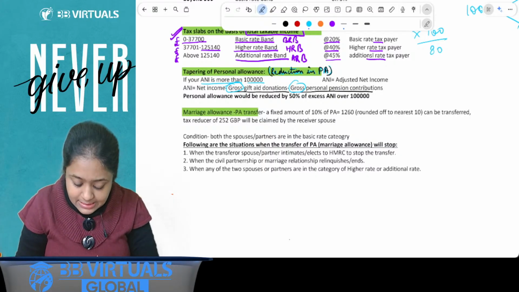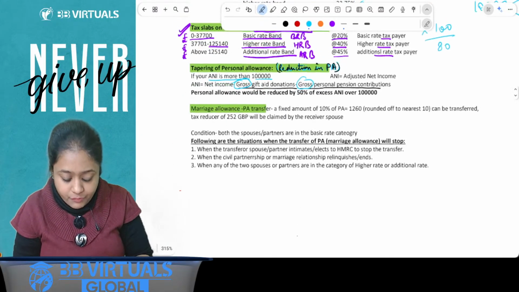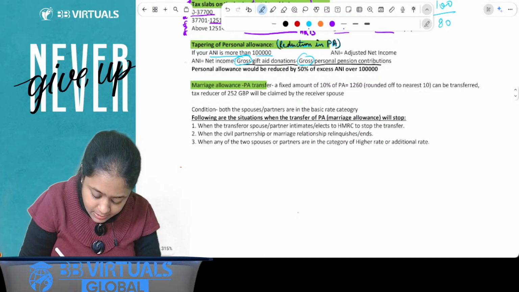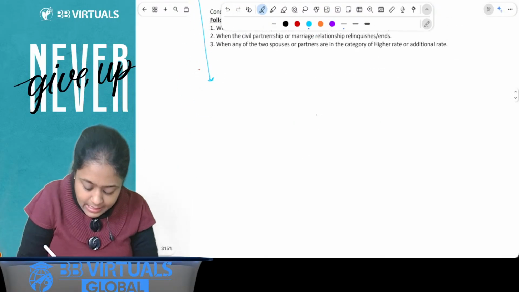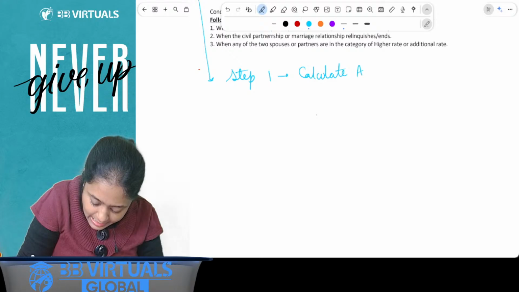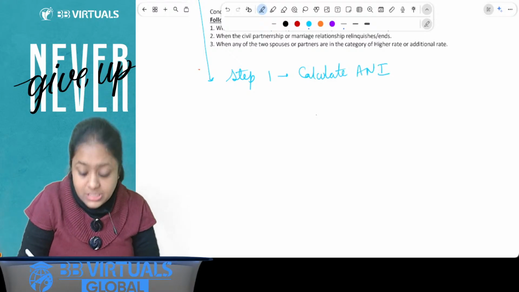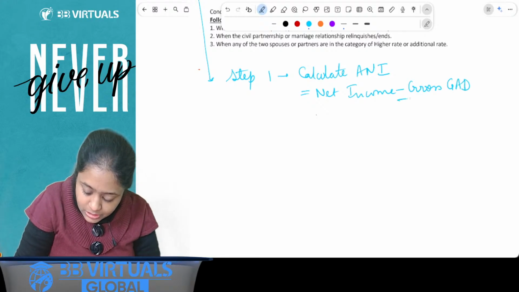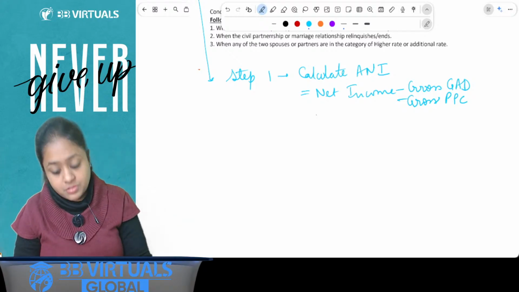Then you will calculate. So I will write down the steps that I already gave you in the notes. So what are the steps to be followed? Please look here. Helpful for you when you're writing your answers in the exam. Step 1, calculate ANI, adjusted net income, which is net income total less gross gift aid donation and less gross personal pension contribution.